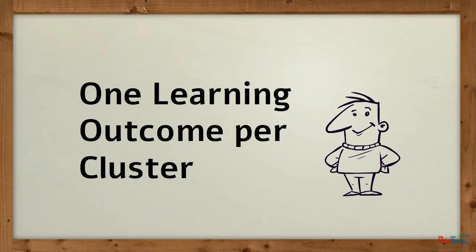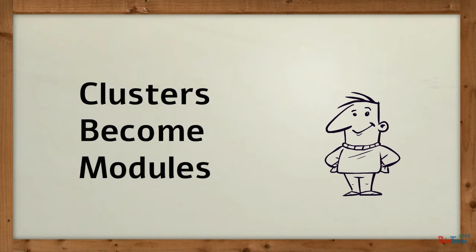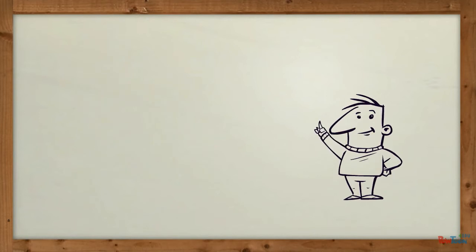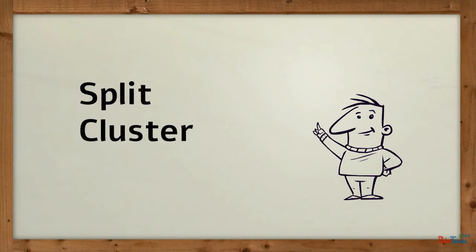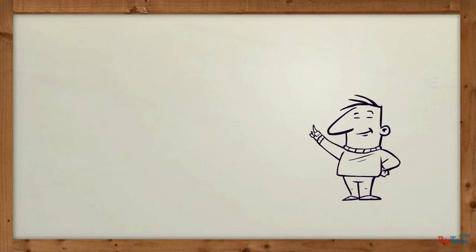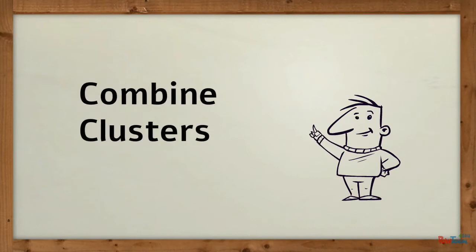This is the first step in transforming your clusters into learning modules with a learning outcome statement describing the purpose and scope of that module in clear and concise terms. If you find it difficult to determine a single learning outcome for each cluster, then perhaps your cluster needs to be split into 2 or more clusters. Conversely, if you find that you have 2 or more clusters that are so similar that the learning outcome statements are essentially the same, then consider combining the clusters.